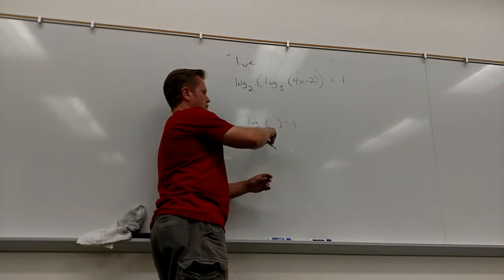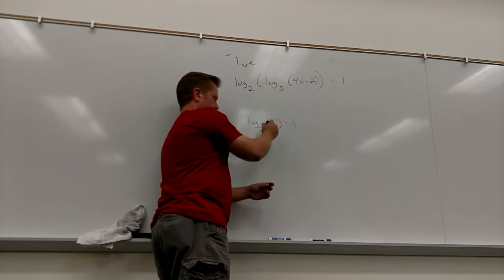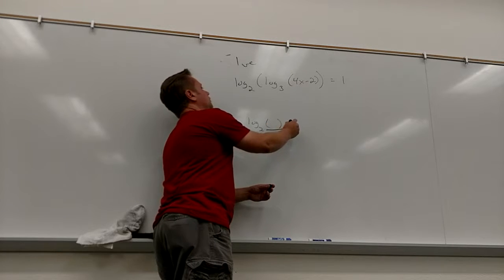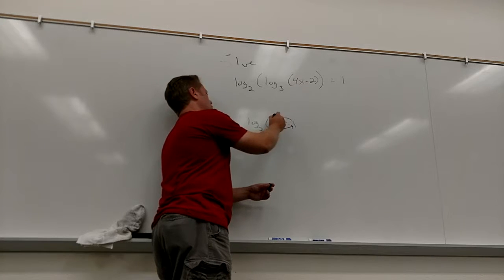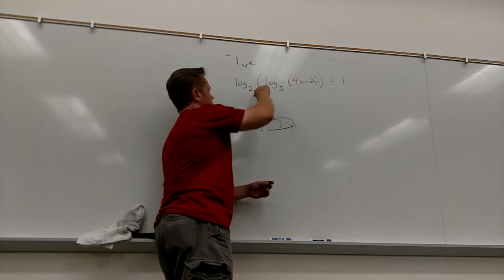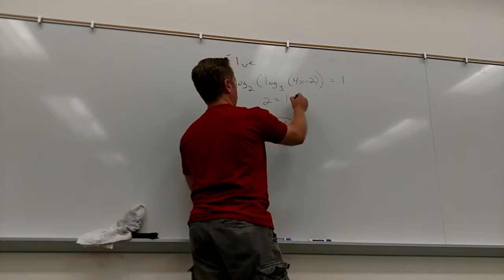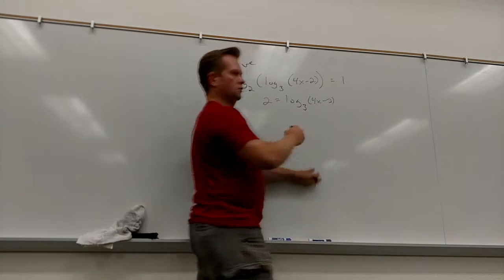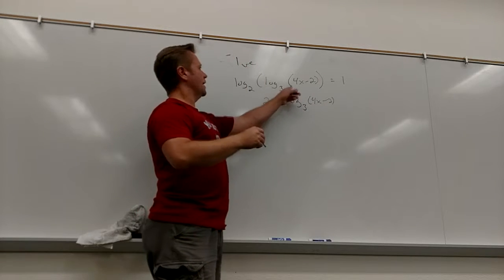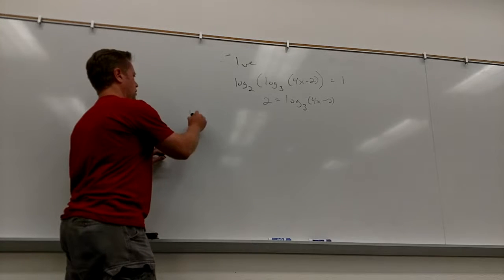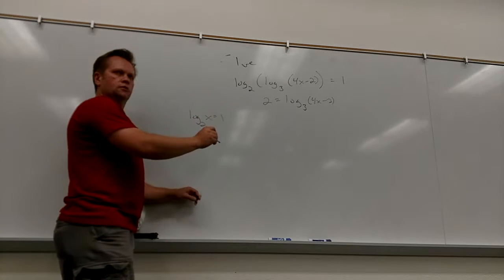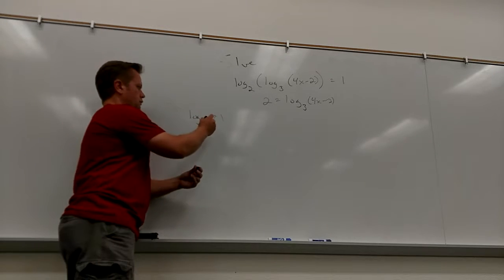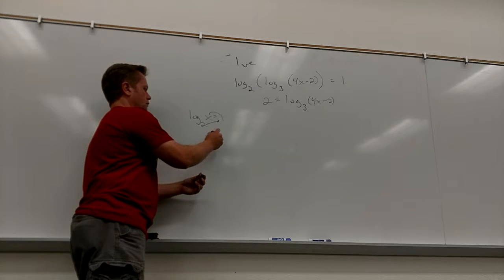So you would do 2 to the first power equals this, right? So it'll be 2 to the first power equals log base 3 of 4x minus 2. Right? If this was an x in here, log base 2 of x equals 1. How would you solve this? 2 to the first is x.